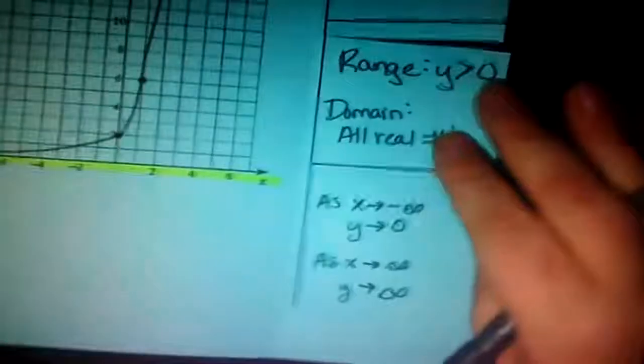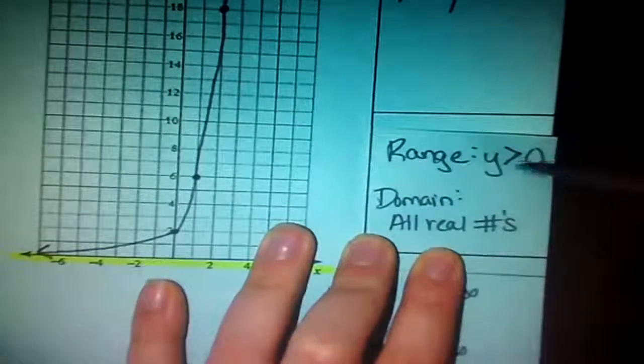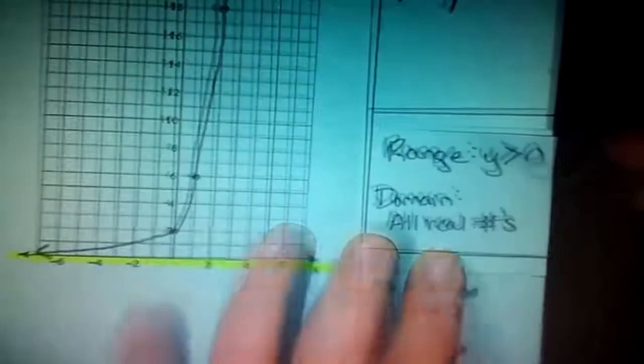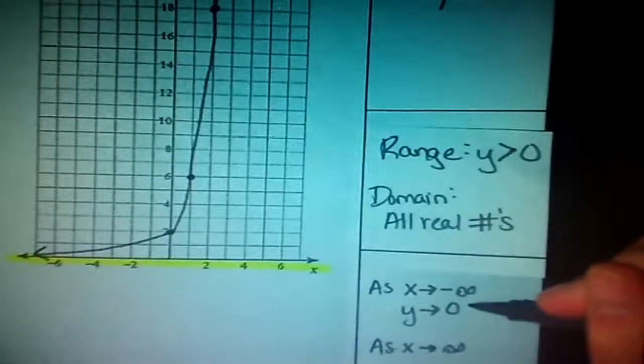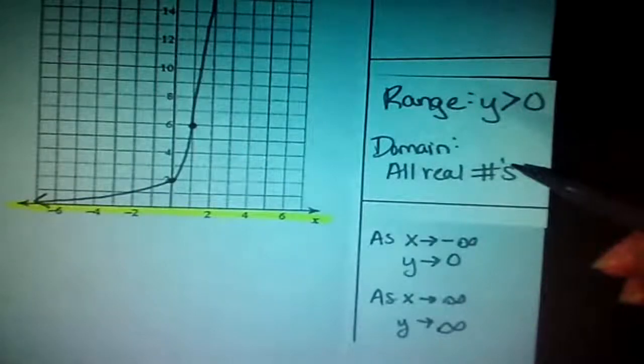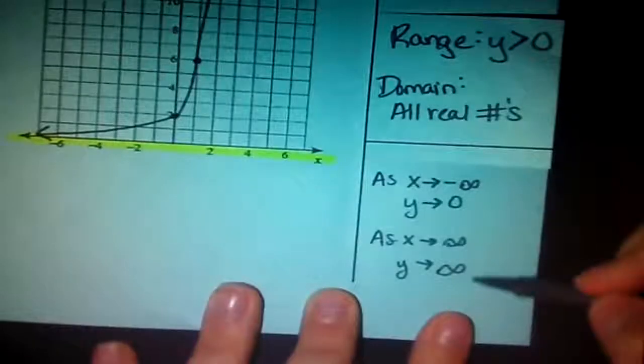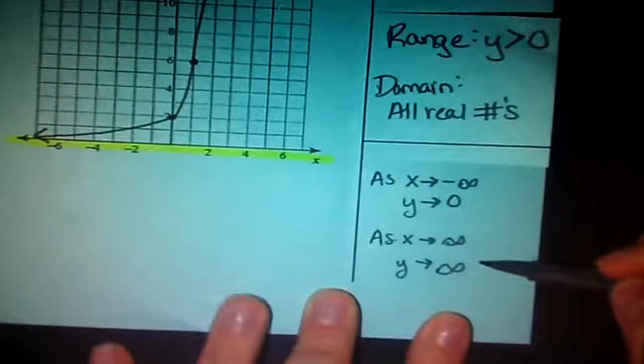Okay, so it's another way to look at your range: your end behaviors. Y is never going to go below 0 because your range is y is greater than 0. So that's where this came from. It will approach 0, but it will never go below 0. Your domain is all real numbers. Your range is going bigger than 0.